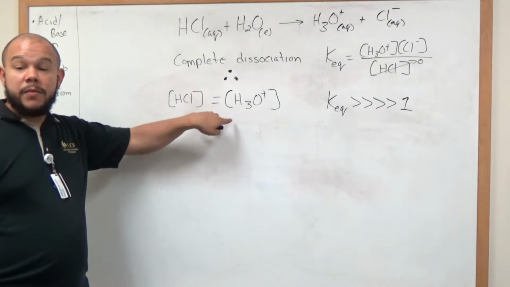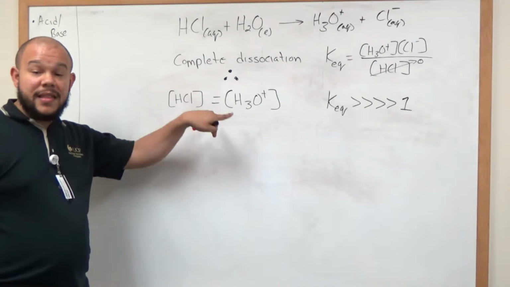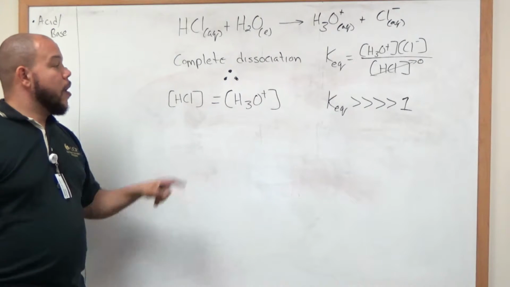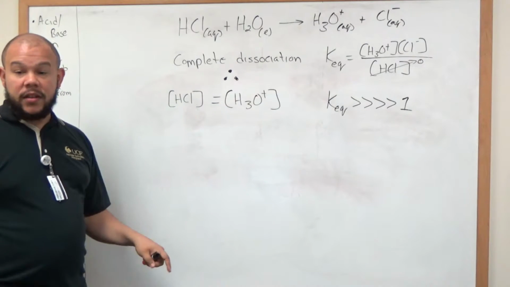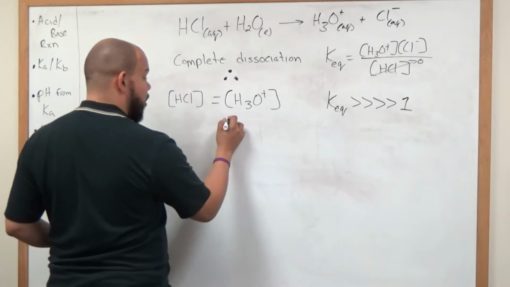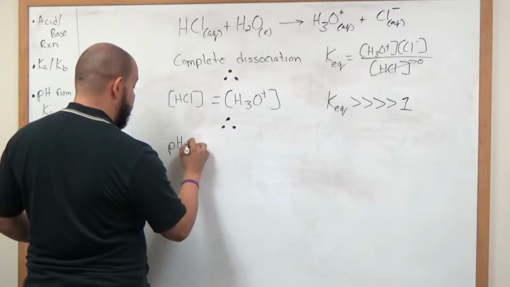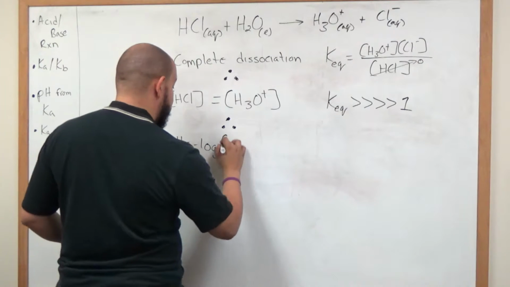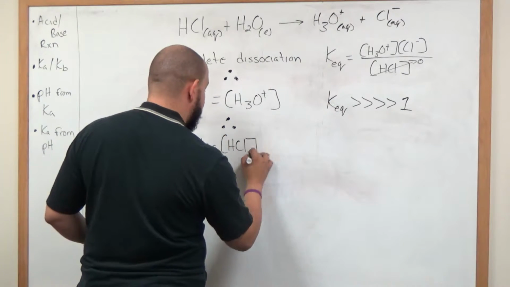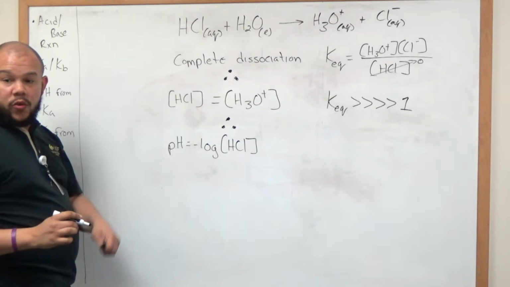This is not going to always be the case. We're going to see here in a second that this is not always the case. But in this particular instance, this is equal to this. Therefore, pH is equal to negative log of the concentration of the strong acid, if these two are equal.